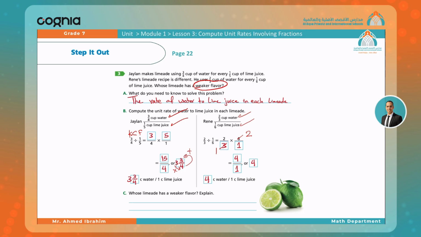Now it's really clear here. We can compare which taste is weaker, which has more water to lime juice. So whose limeade has a weaker flavor? Explain. Renee's limeade, actually. Why? Because it has a greater ratio of water to lime juice. Renee uses 4 cups water for every 1 cup of lime juice. So to use more water means the flavor will be weaker.